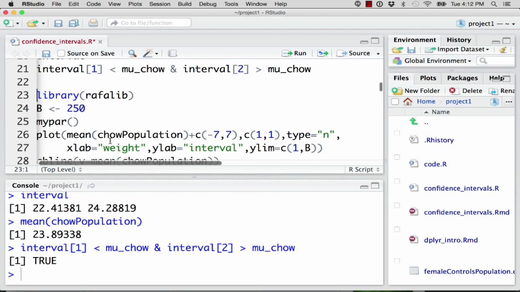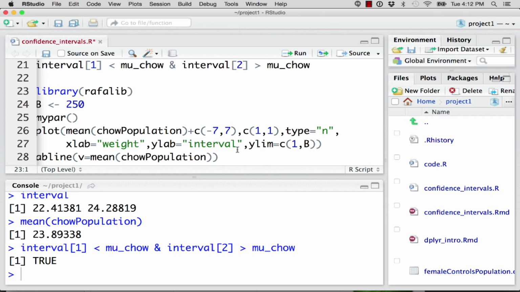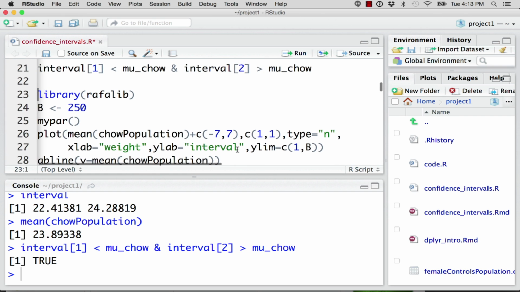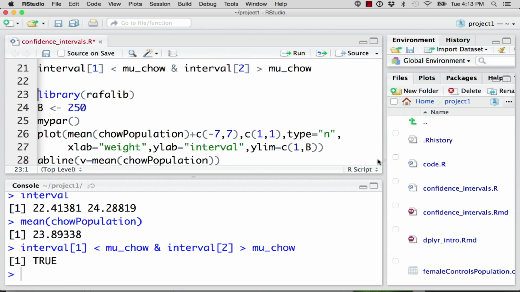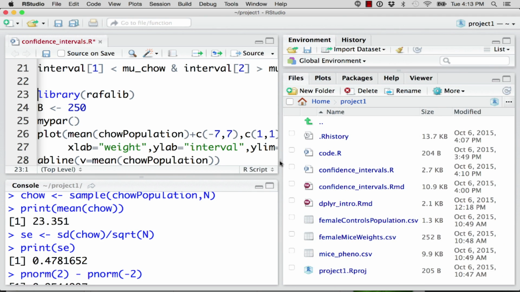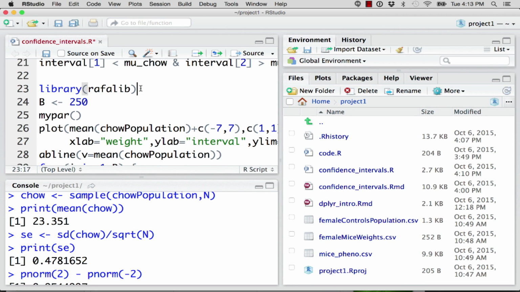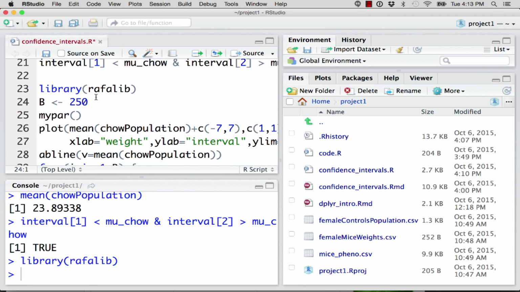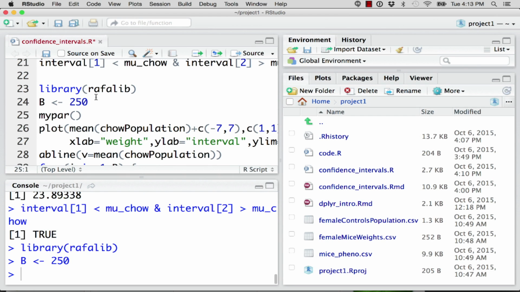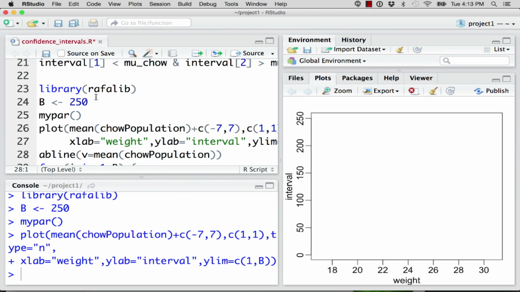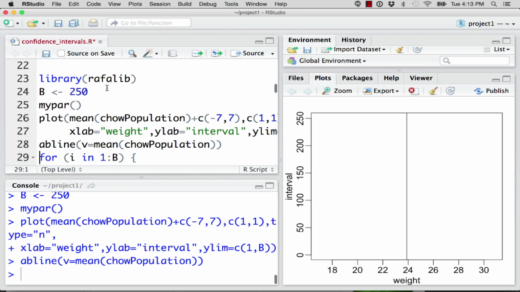Okay, so now we can do that several times. Make a little picture if we want. So that's what the following code is about, making a figure. We can do it a few times, 250 times. And what we're doing is we're making a figure. Here's the truth. There it is.